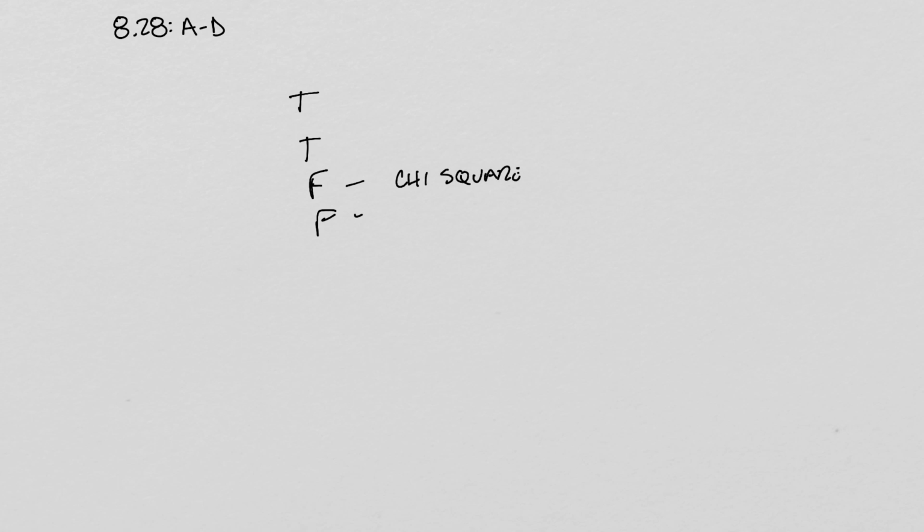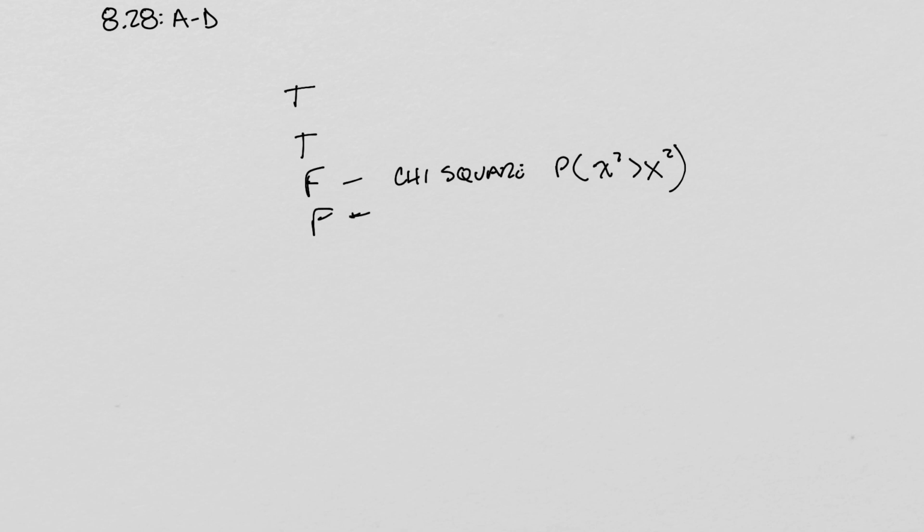And the p-value is defined as the probability of chi-square being greater than the big chi-square. Therefore, we will only shade the right tail. False, the variability increases as the degrees of freedom increase.